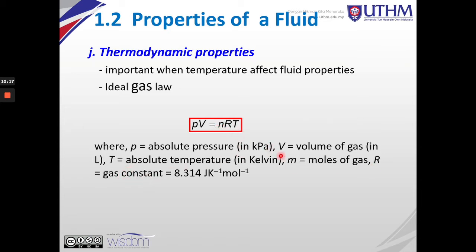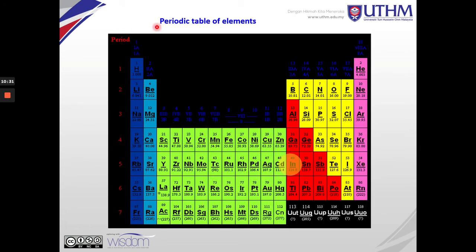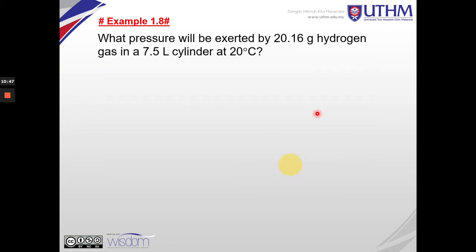Okay, sorry, let me correct these symbols. This is n, and n is moles of gas. Okay, there is the periodic table of elements, which you have learned in chemistry previously in your diploma or in your STP. So you have this table of elements.